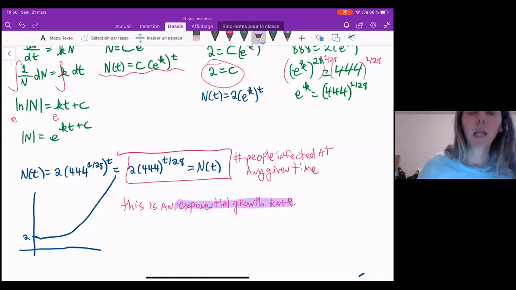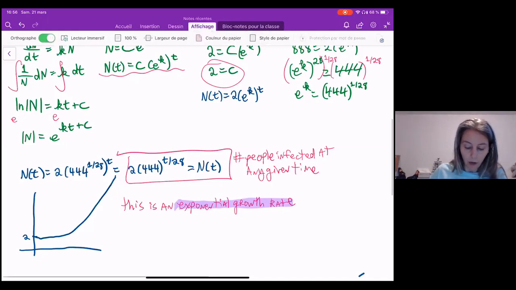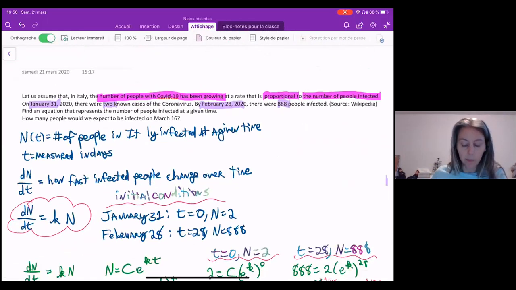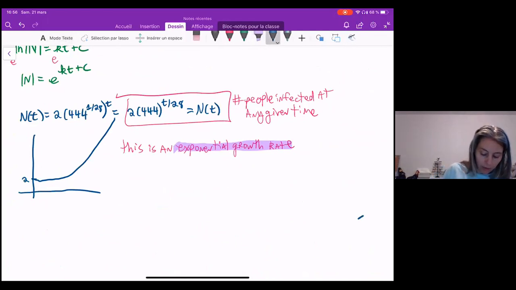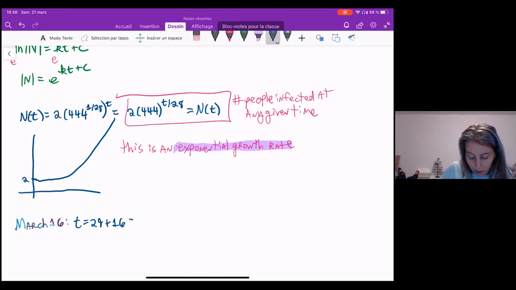So that said, the next question was, what's happening on March 16th? How many people would we expect to be infected on March 16th? So what is March 16th? What t-value does that represent? Well, March 16th, we know that February 1st was day 1, January 31st was day 0. There were 29 days this February. So plus 16 equals 45. So March 16th is day 45.